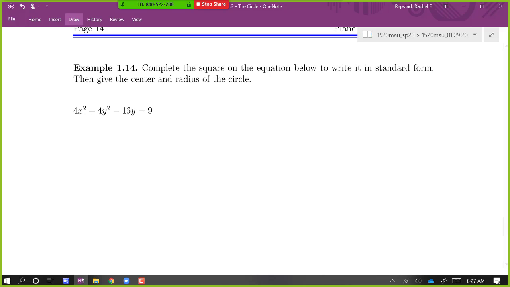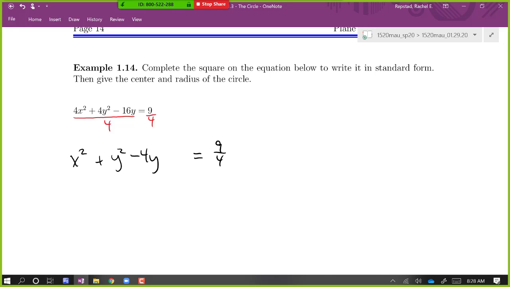So I'm going to start out by making sure that I've got coefficients of 1 on the x squared and y squared. So I'm just going to divide through both sides by 4. That looks like x squared plus y squared minus 4y. I'm going to leave some space here. Equals 9/4.